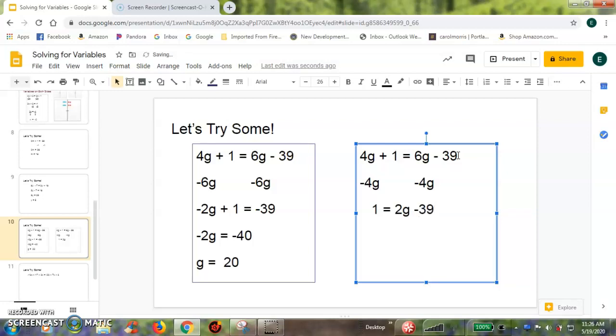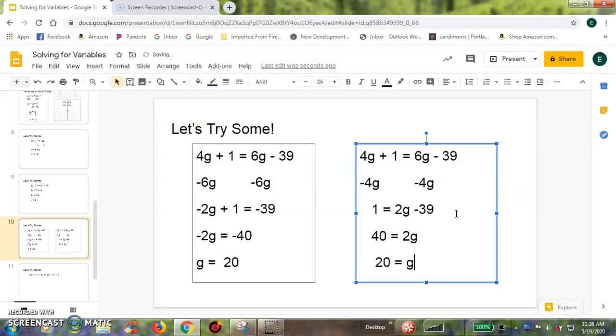You can see it looks very similar to the equation that we did before, right? It's just that the variable's on the right this time, but that doesn't matter. I still want to get rid of whatever's on the same side of the equation with the variable. So in this case, I want to get rid of the negative 39 first, and then I'll get rid of the 2. All right, so I'm going to start by adding 39 to both sides. So I end up with 40 equals 2g. All right, same thing. I want to divide both sides by 2. In this case, it's both positive, so I end up with 20 equals g.